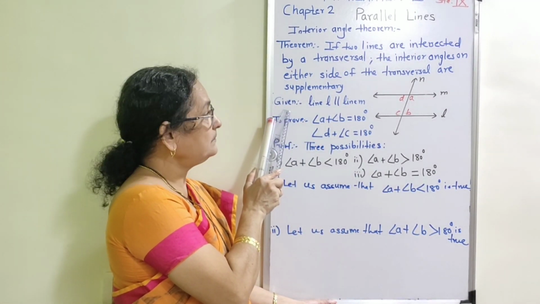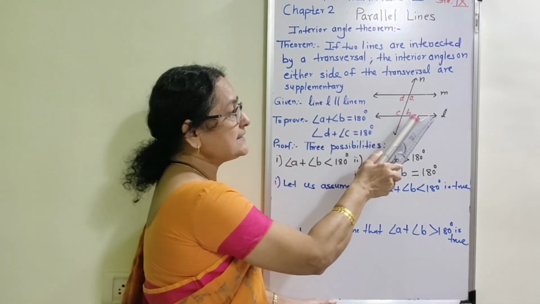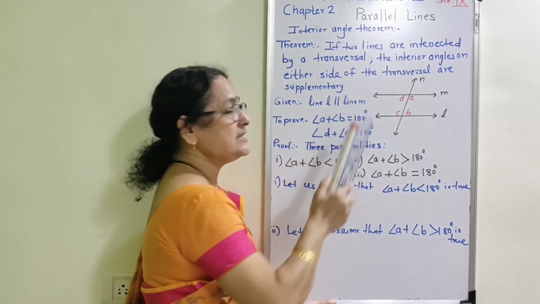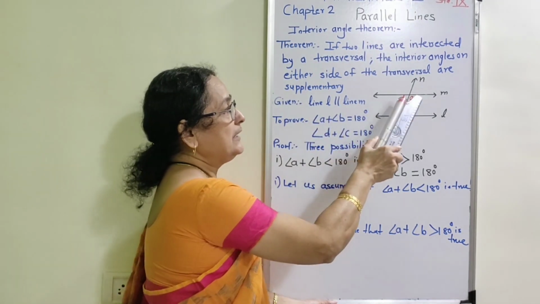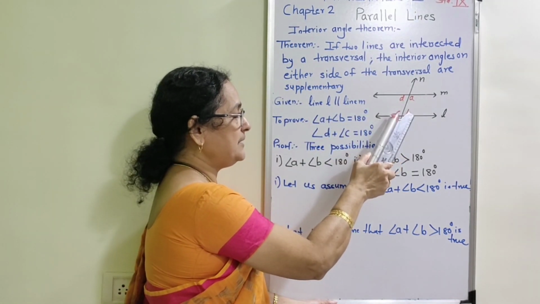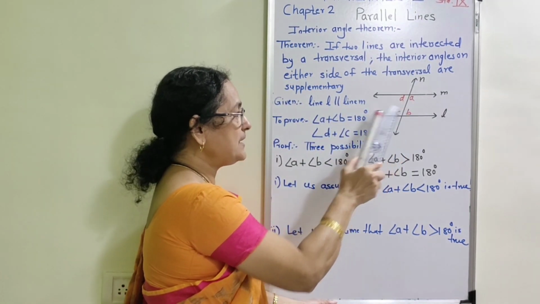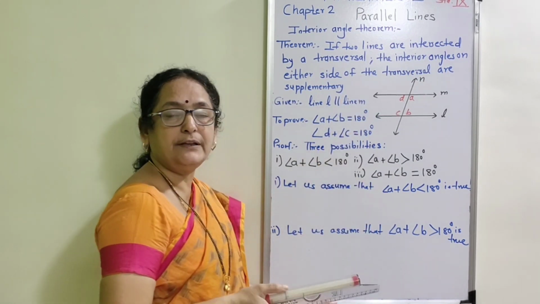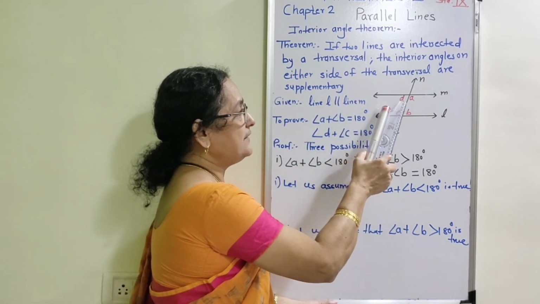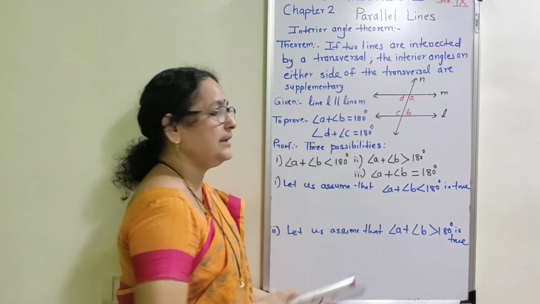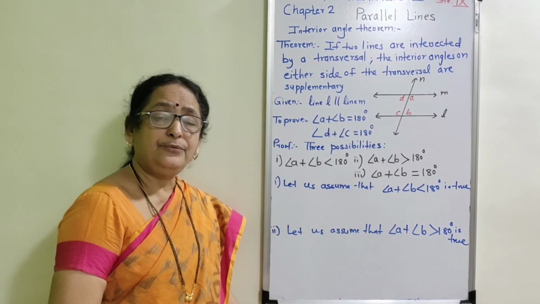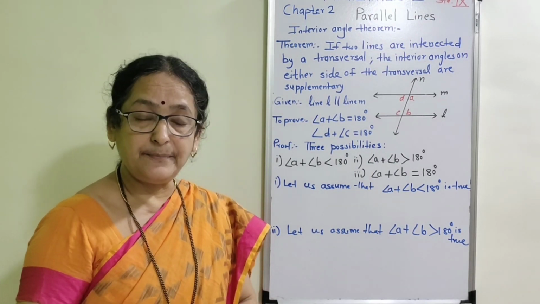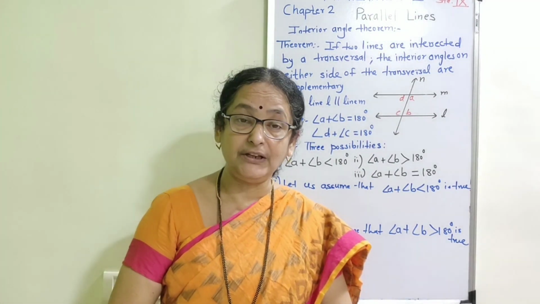Now observe what is given. Line L is parallel to line M, and you are going to prove that the interior angles are supplementary. Therefore angle A plus angle B is equal to 180 degrees, as well as angle C plus angle D is equal to 180 degrees. Now we are going to prove this by the method of elimination.